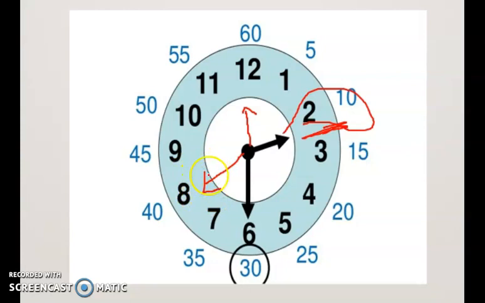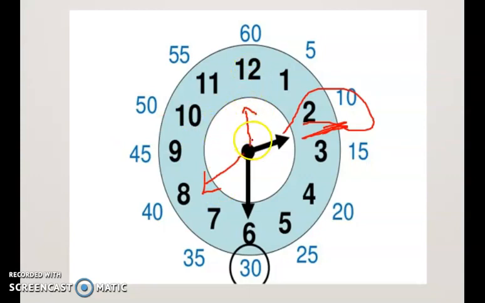So if my hour hand is at 12 and my minute hand is at 8, first of all I have to see the minute hand. You have to count 8 times 5 is 40. It means 40 minutes, and my hour hand is at 12. It means 40 minutes past 12.